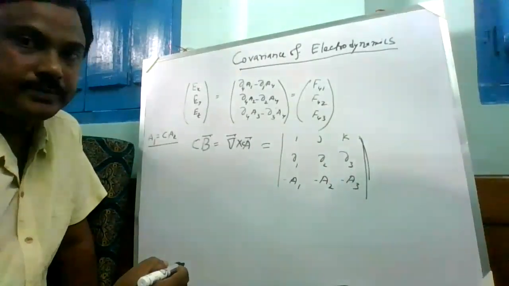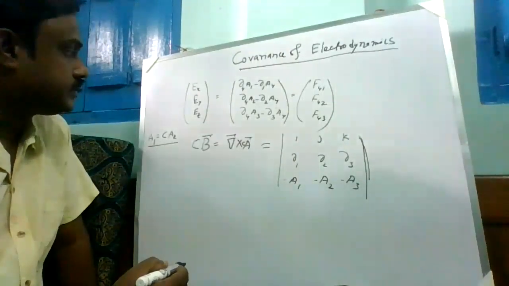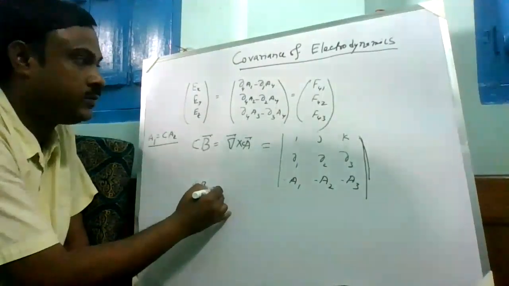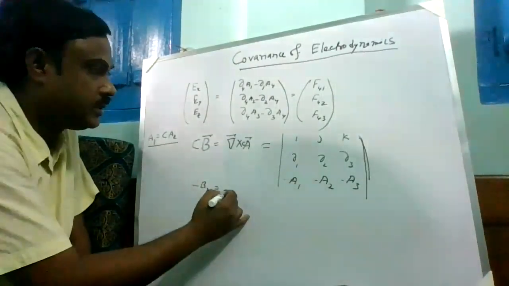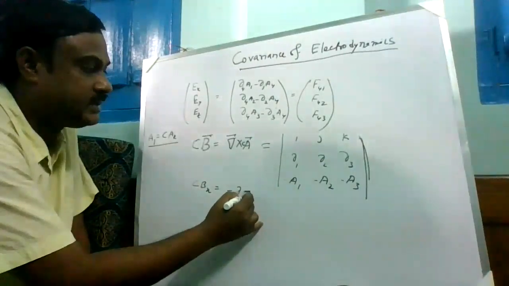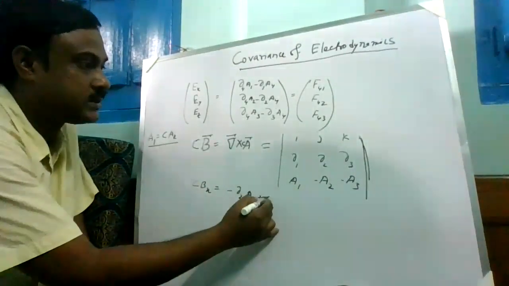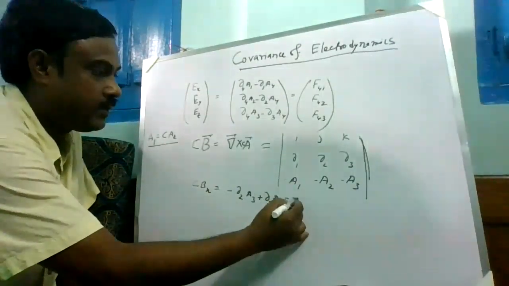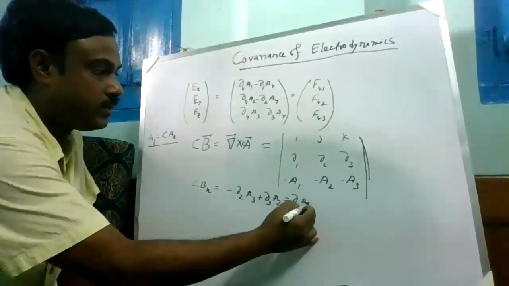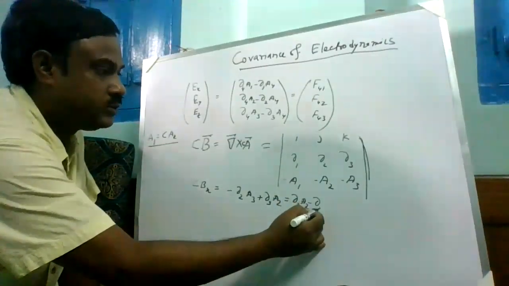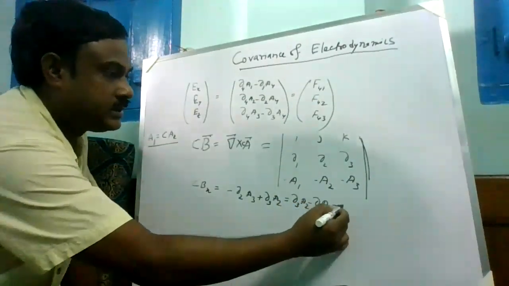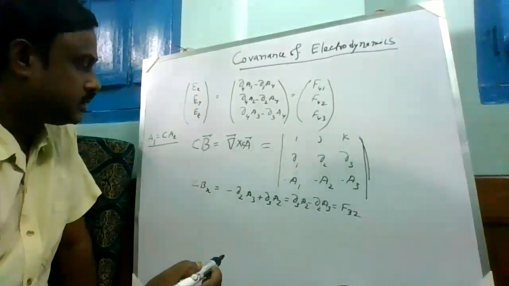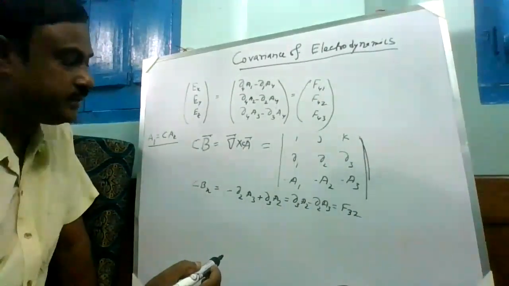Now, in the same way, if you perform, say I am taking the X component, so this will be CBx. It will be equal to what? It will be minus del 2 A3 plus del 3 A2. So you can write it at once, del 3 A2 minus del 2 A3. This will be equal to F32. So CBx will be F32.